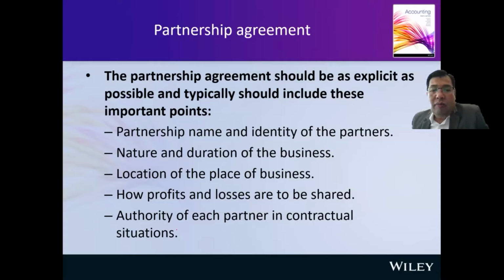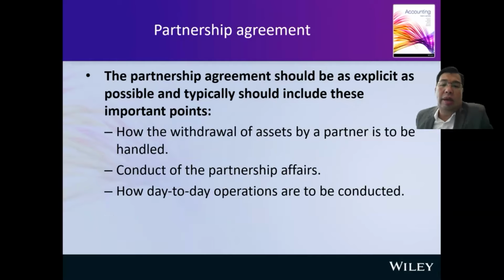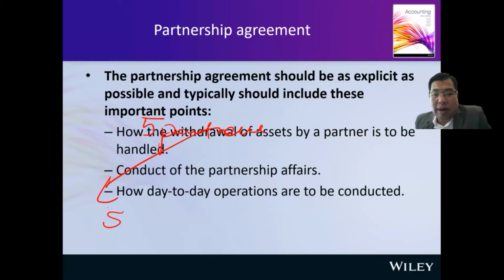And the authority or power of each partner in contractual situations. So what are the responsibility and power of them? How the withdrawal of assets by a partner is to be handled. Withdrawal of assets, how are you going to record it? Conduct of the partnership affairs and how day-to-day operation is to be conducted. We have maybe five partners. All these partners are going to work at the business, or maybe you might also have a sleeping partner. What is a sleeping partner? They provide the capital, but they don't do anything.